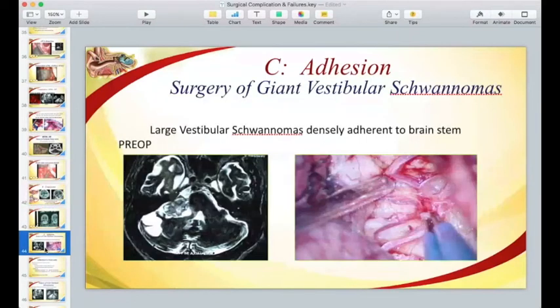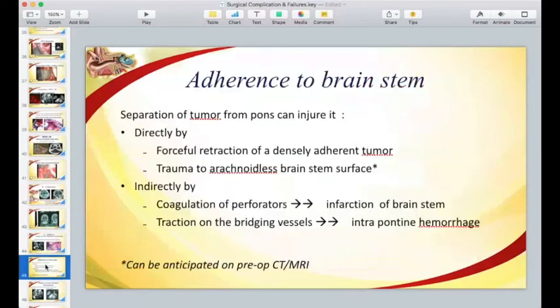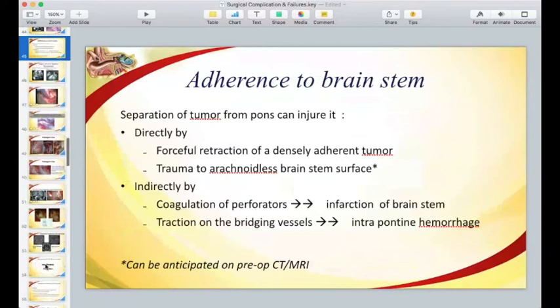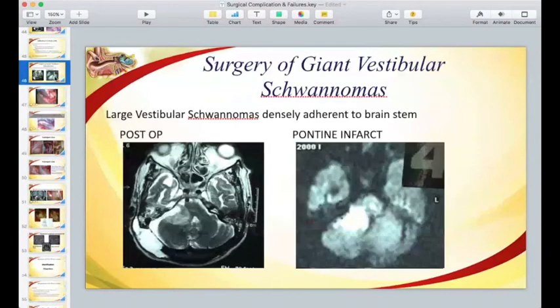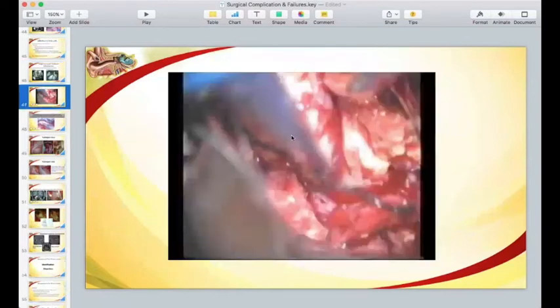But remember, these large brain tumors, the vestibular schwannomas, are densely adherent to the brainstem, and we can have very serious consequences if you do not maintain the arachnoid layer over there. So that is what happens. You have a pontine infarct. So once again showing you the brainstem, how badly damaged it is.